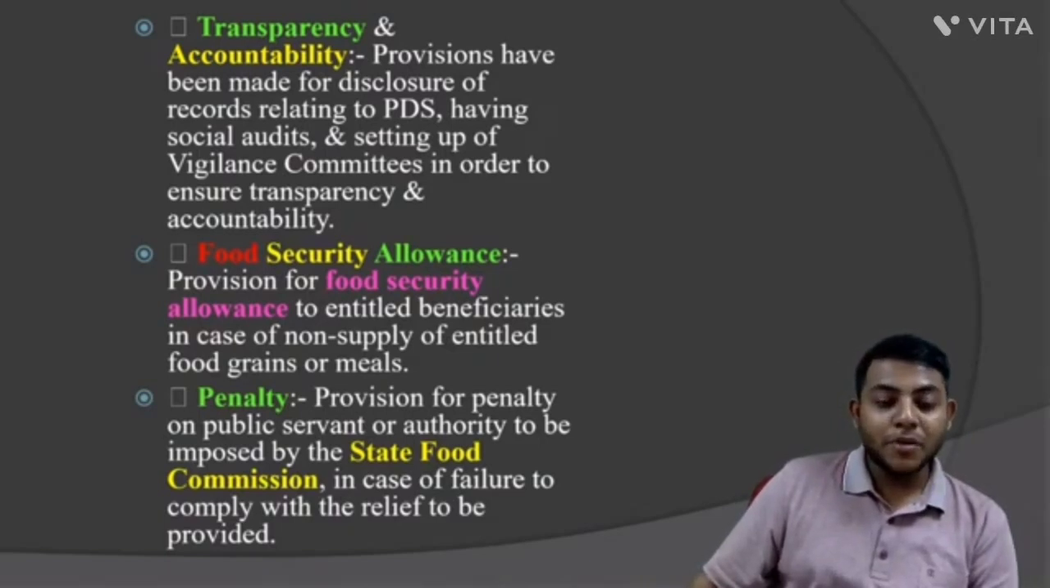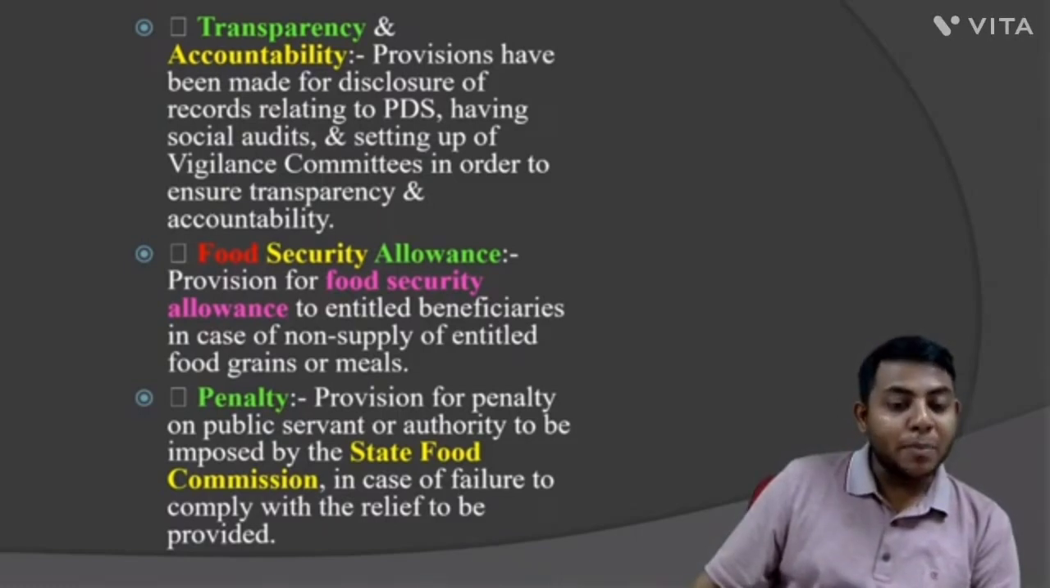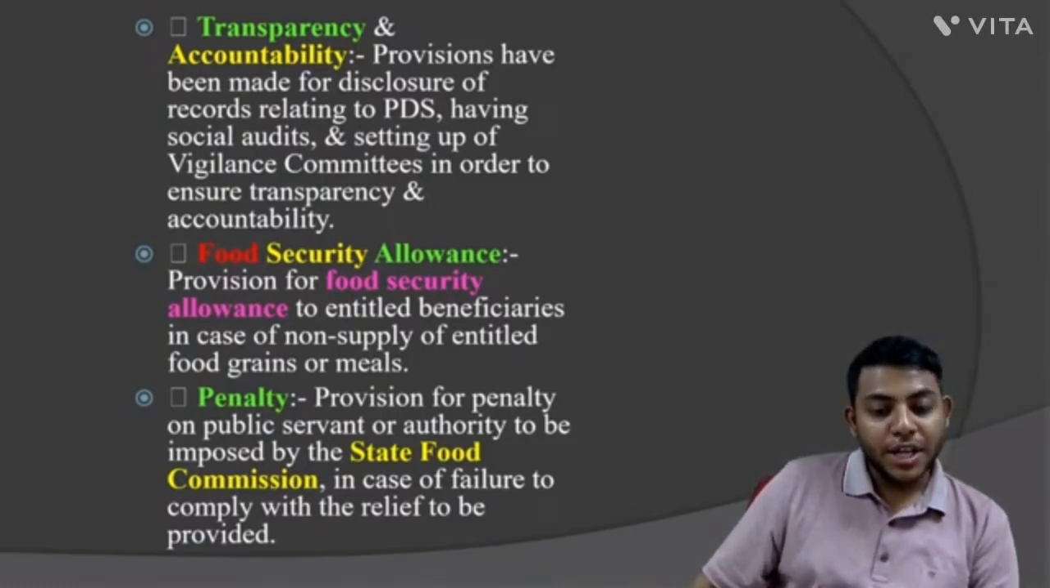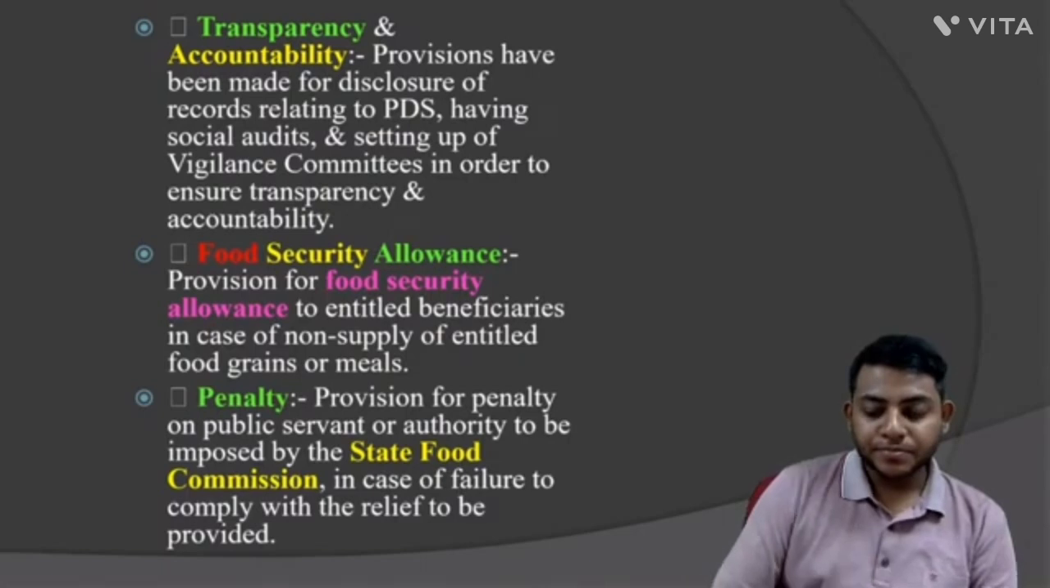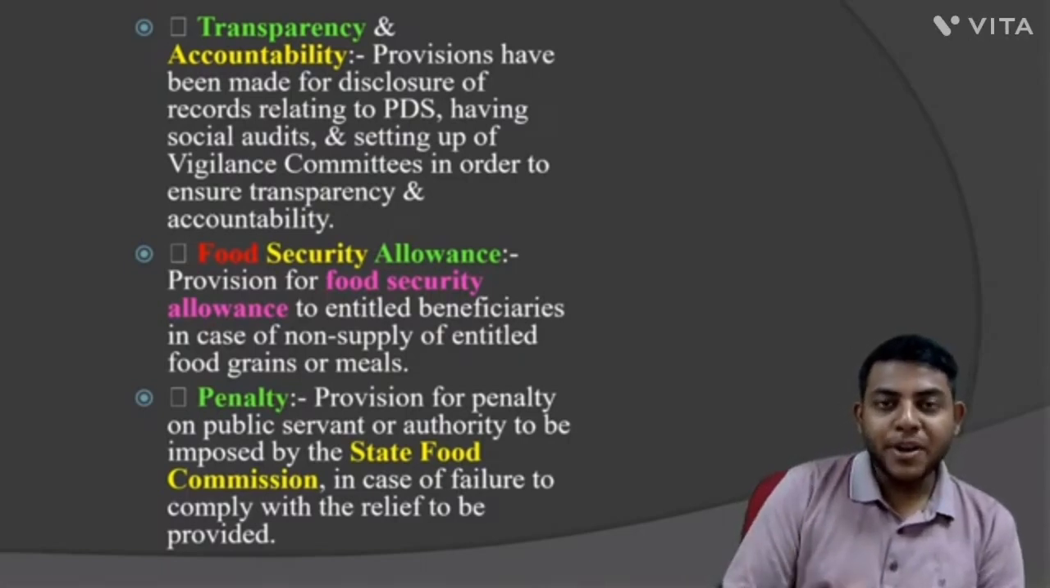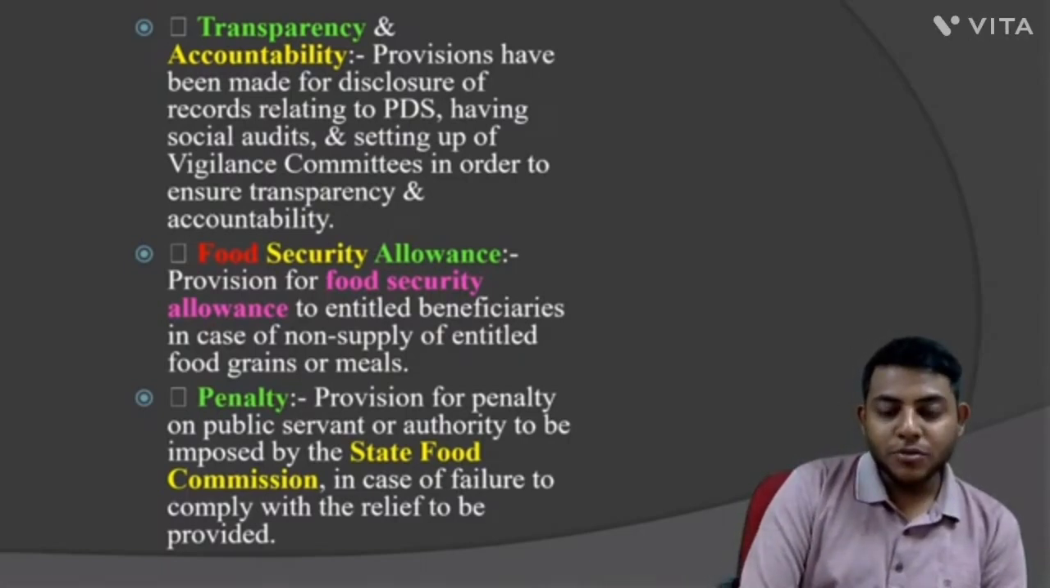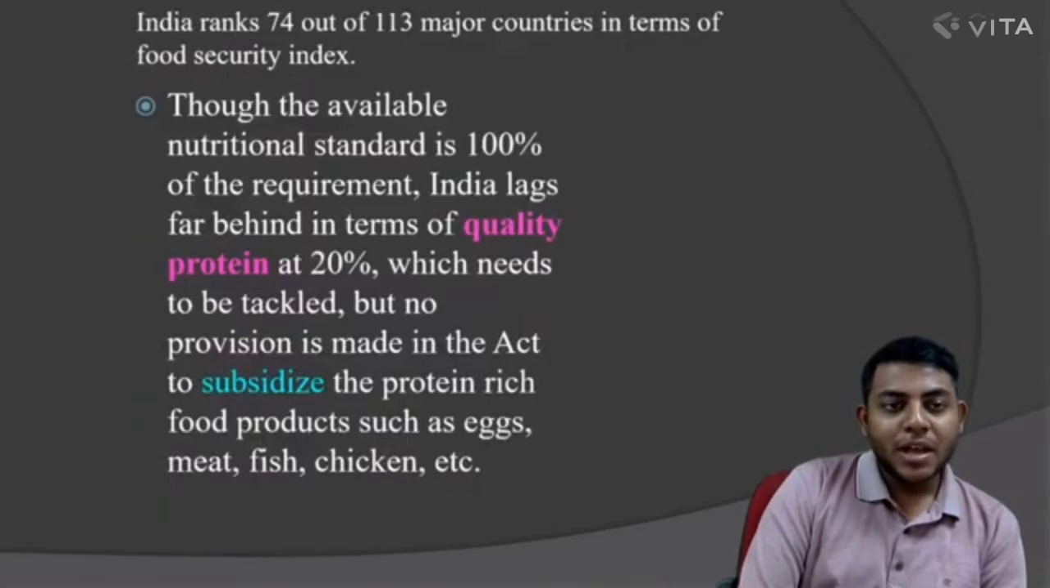And there is also a provision for penalty on public servants or authorities, which is to be imposed by the State Food Commission in case of failure to comply with the relief to be provided. So it's a very comprehensive Act, the National Food Security Act of 2013.